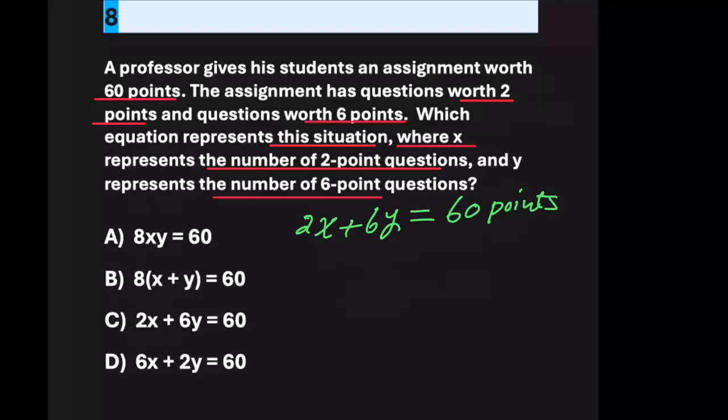Let's go through the multiple choice. Choice A multiplied the questions, and that is not correct. Choice B, if you distribute the 8, it's going to be 8x plus 8y equals 60. So that means all the questions have a value of 8 points. And we cross that one out. Choice C is the correct answer, and it looks like what we have here, and the answer is right here. Let's move on to question 9.